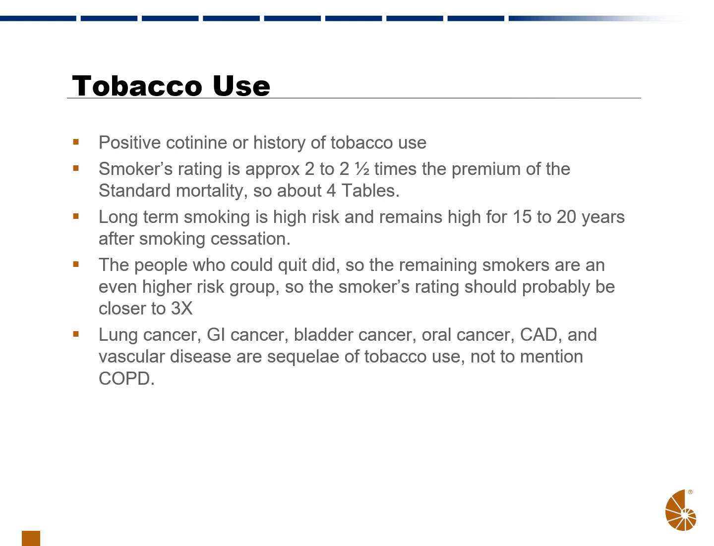And the people that remain smokers, after all the negative publicity about the hazards of smoking, are really recalcitrant smokers. So they're probably an even higher risk group than 2 to 2.5 tables, maybe closer to 3 times the risk, and they're at risk for lung cancer and all kinds of other oral and GI cancers. They're at risk for CAD and vascular disease, not to mention COPD.